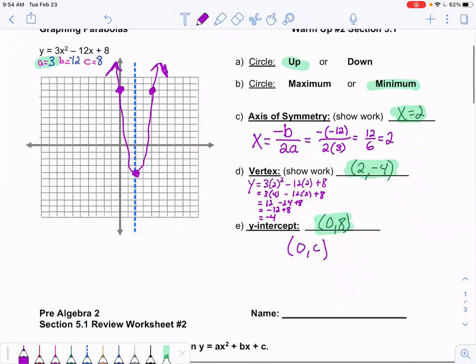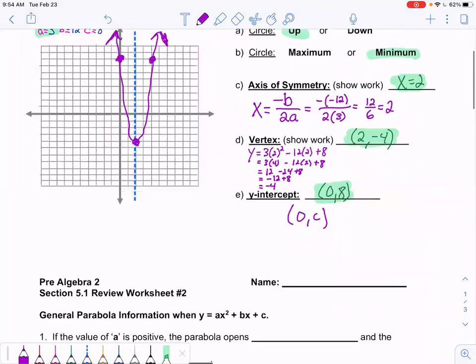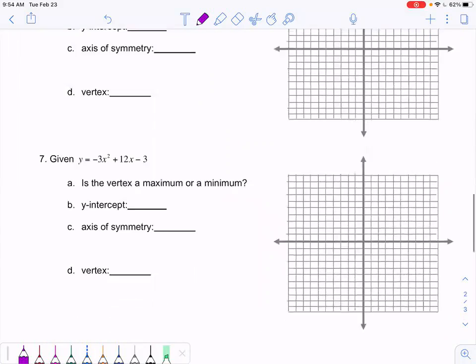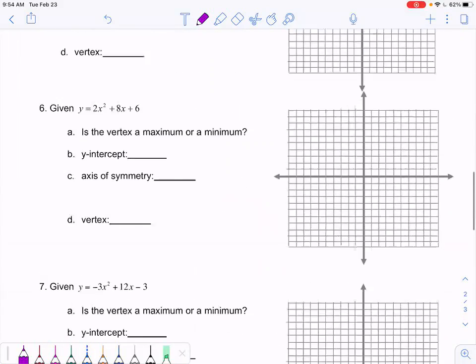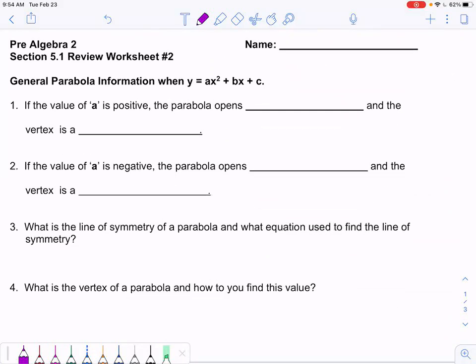All right, enough art class. Just a review, okay? You're going to be doing the same thing for these ones down here. There's nothing different. Going through the general parabola information. Let's go through this together.